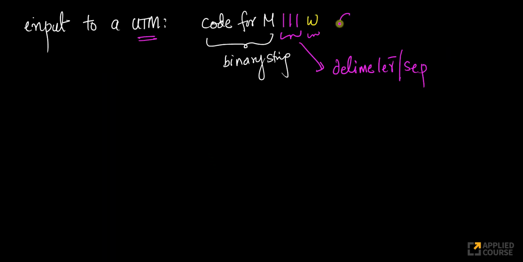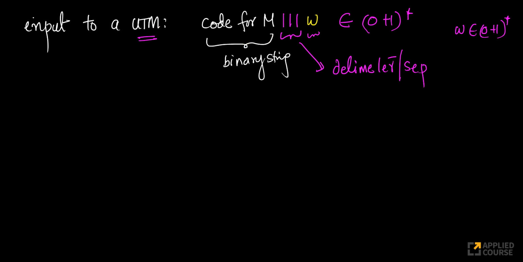If you notice, this belongs to (0+1)*. This is also a binary string, as long as your word itself is a binary string. Here I'm assuming by default, from now onwards, that the word is a binary string, unless stated otherwise. The code for my Turing machine M itself is a binary string. So this whole thing is a binary string, right? So this is how I give my inputs.